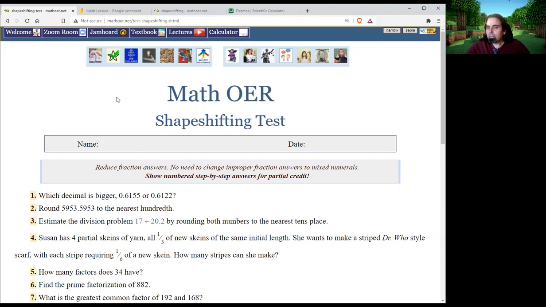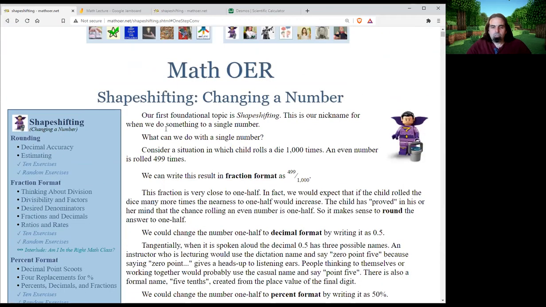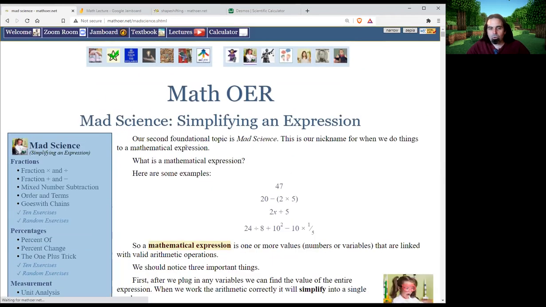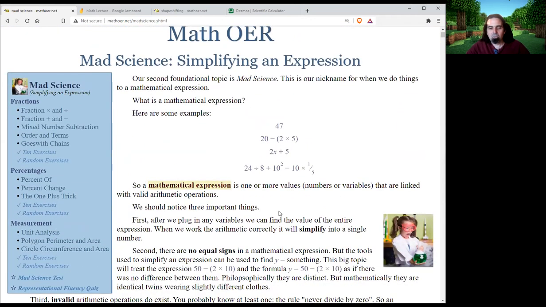Okay, then I also just kind of want to check in. So we're going to just keep going. Maybe not immediately, but we'll start mad science, everything about smashing numbers together. We'll talk about multiplying and dividing fractions, adding and subtracting fractions, mixed numbers, order of operations, terms, percentages with other numbers, measurement units that work together instead of one at a time, some basic geometry. So that's where we're going.